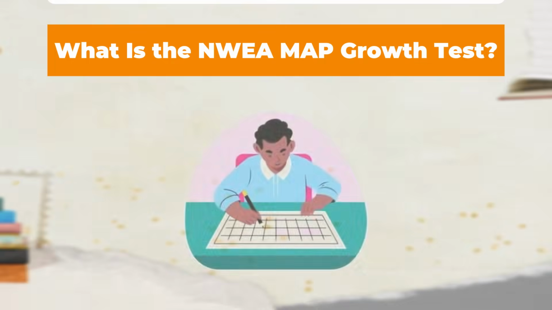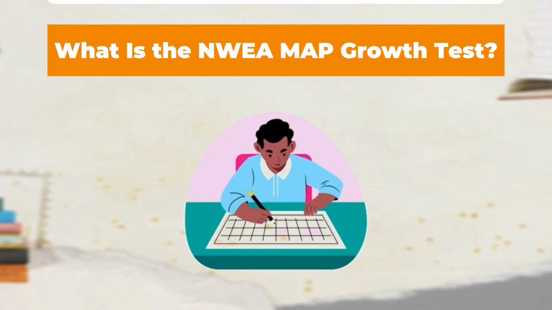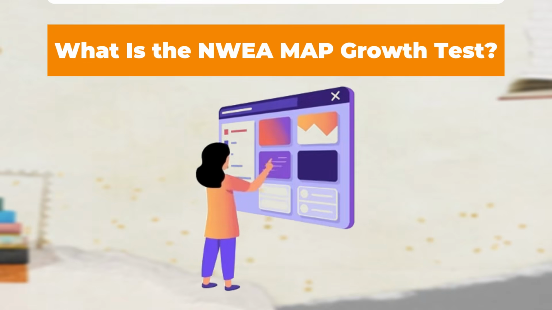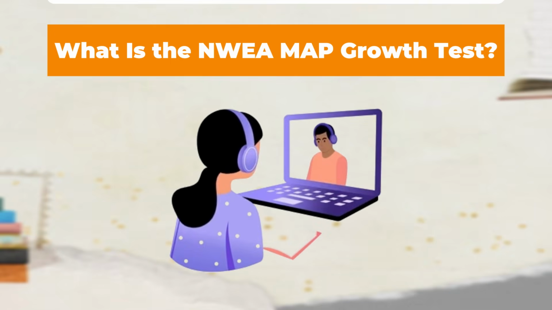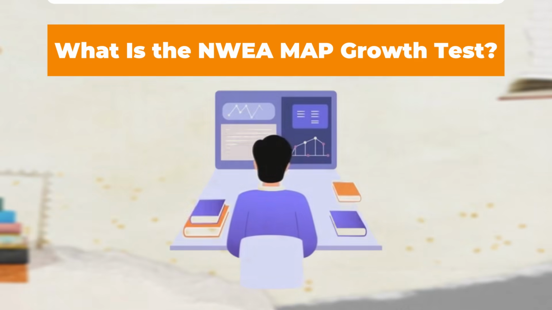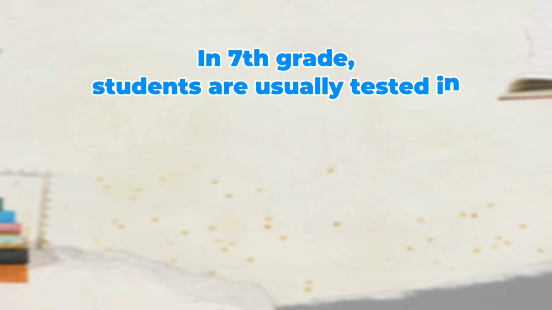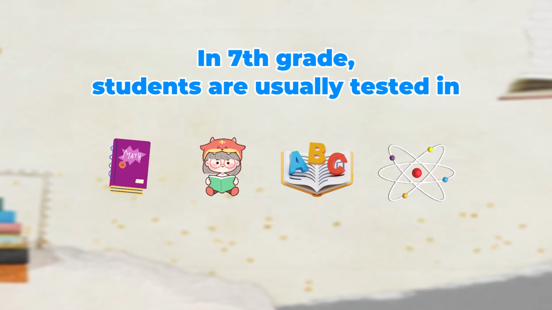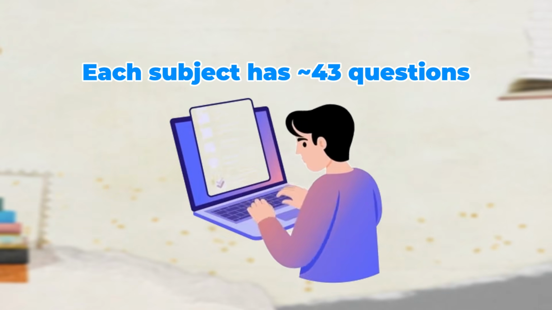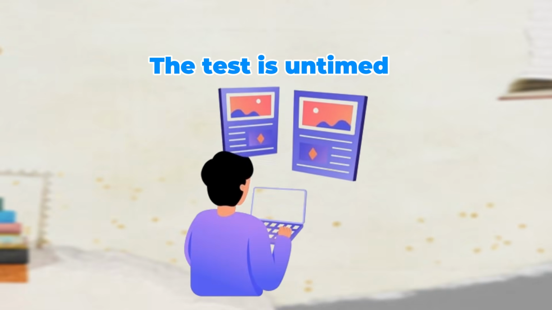This means the test adjusts based on your child's answers. When a child answers correctly, the next questions become more challenging. When a child answers incorrectly, the test gives easier questions. This helps the test measure your child's current academic level more accurately. In 7th grade, students are tested in math, reading, language usage, and in some schools, science. Each section usually includes around 43 questions, and the test is untimed, so students can work at their own pace.